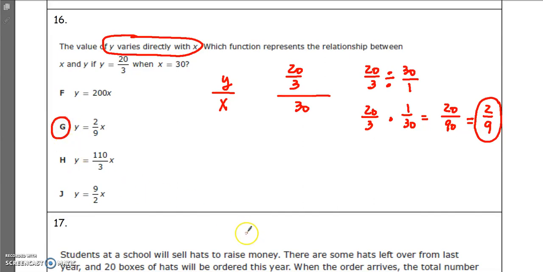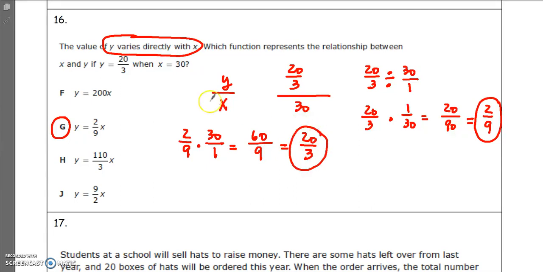Now, if I wasn't sure, I could always take the one I think it is, plug this 30 in for x and see what I get. So if I have 2 over 9 times 30, 2 times 30 would give me 60, and then 9 times 1 is 9. If I try to simplify that, I know 3 will go into 60 20 times, and 3 will go into 9 3 times, so I end up with this as my y. And isn't that what we started with, the y? So that one's going to work. So G is the correct answer.